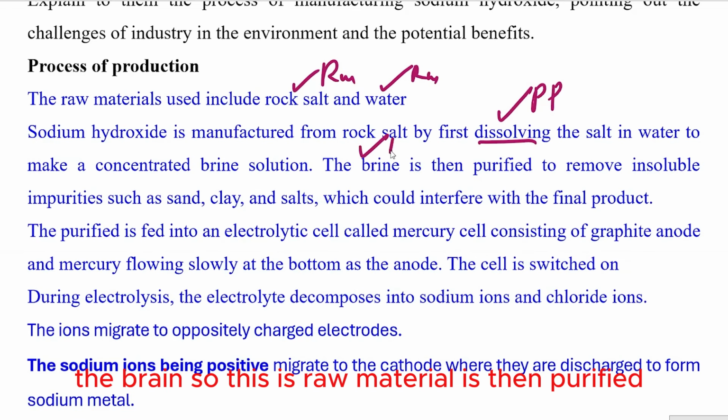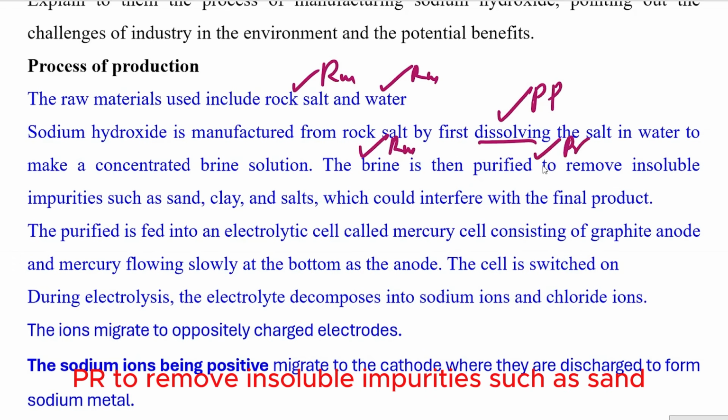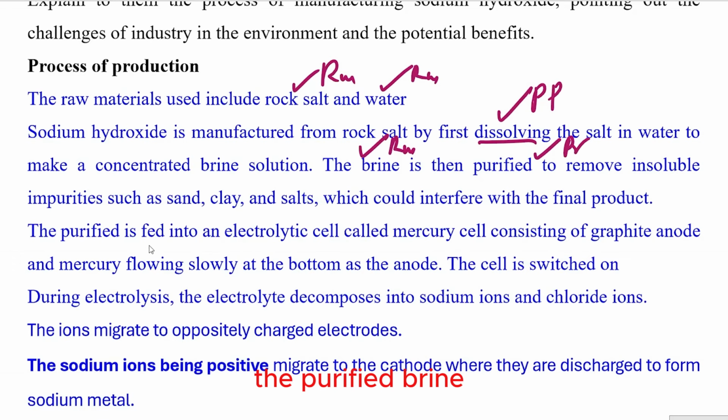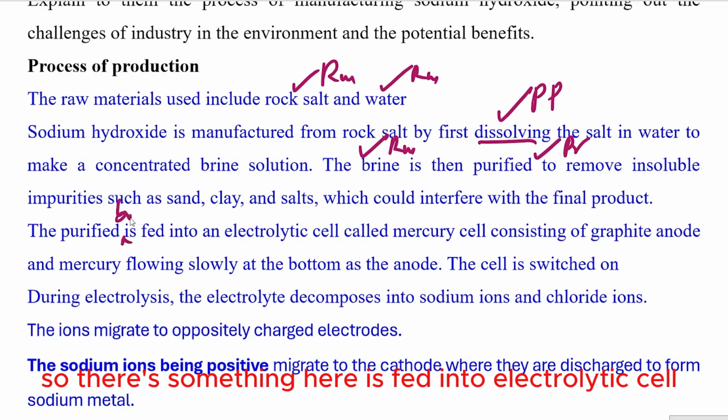The brine, so this is the raw material, is then purified, so this is purification, to remove insoluble impurities such as sand, clay, salts, which could interfere with the final product. The purified brine is fed into the electrolytic cell.